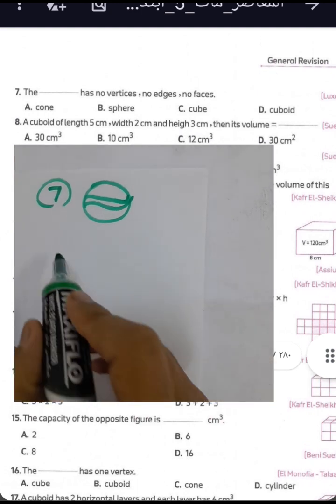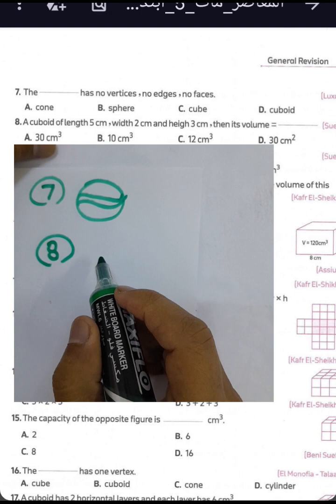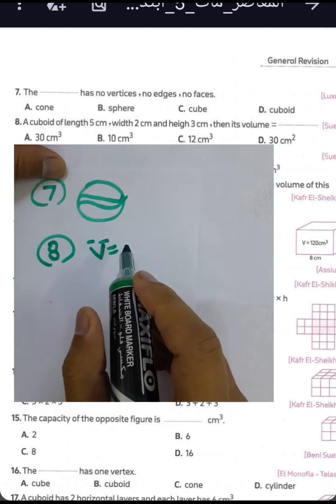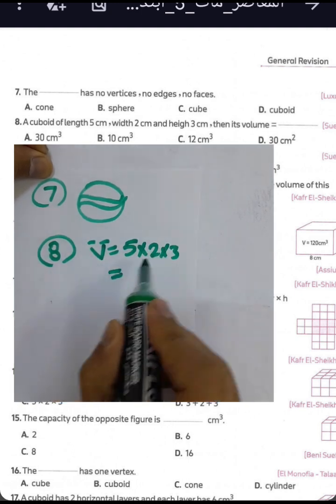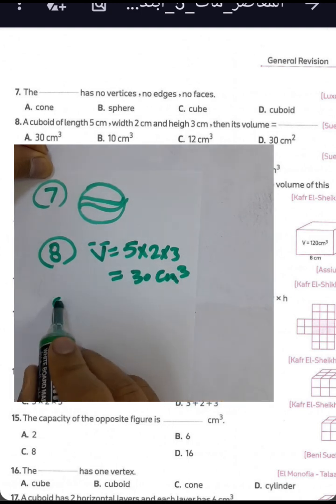Question 8. Cuboid length 5 centimeters, width 2 centimeters, height 3 centimeters. Then the volume equals length times width times the height. 5 times 2 times 3. 5 times 2 equals 10. 10 times 3 equals 30. 30 cubic centimeters.